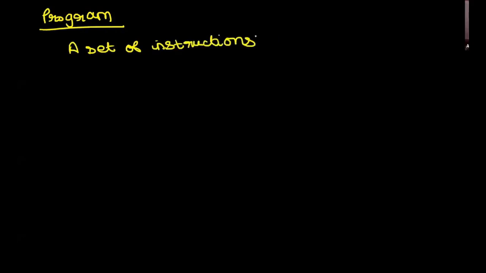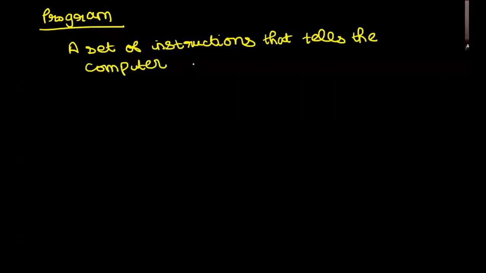Okay. A program is a set of instructions that tells the computer what to do. Because a computer is dumb, you have to explicitly command the computer, or give instructions to the computer, of what it should do. So the set of instructions that you write and give to the computer, that tells the computer what to do, is known as a program.